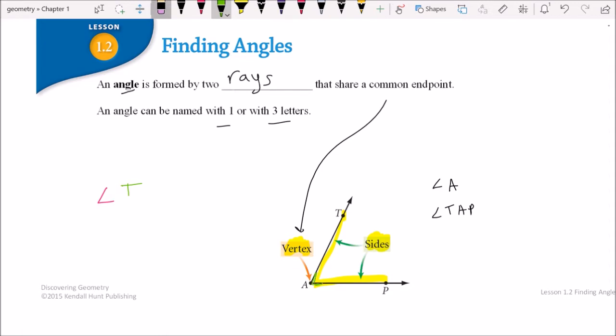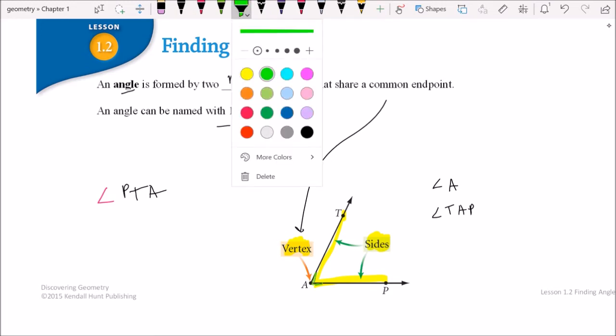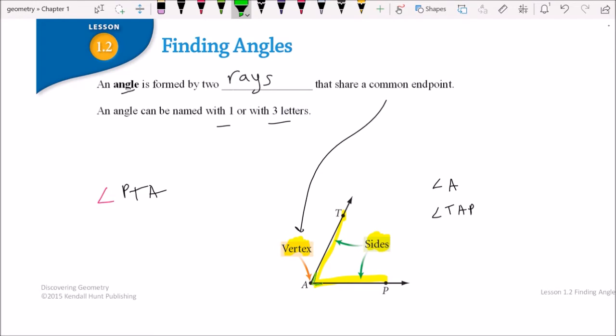The third wrong way, and guys, I see this one a lot in class, especially for students that are just learning this, they'll do like angle PTA. Let me show you why that doesn't quite work. Because what that says is to trace from P to T to A, and you see how I went across the middle of the angle? That means I didn't trace on top of the angle, I went across the angle, so that doesn't work. So two of the right ways to name the angle are over here.